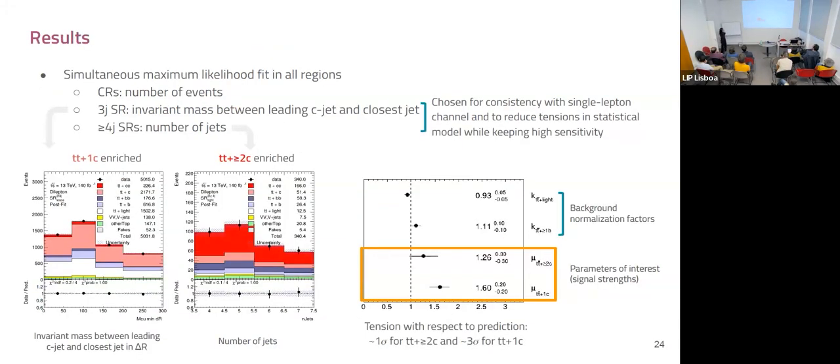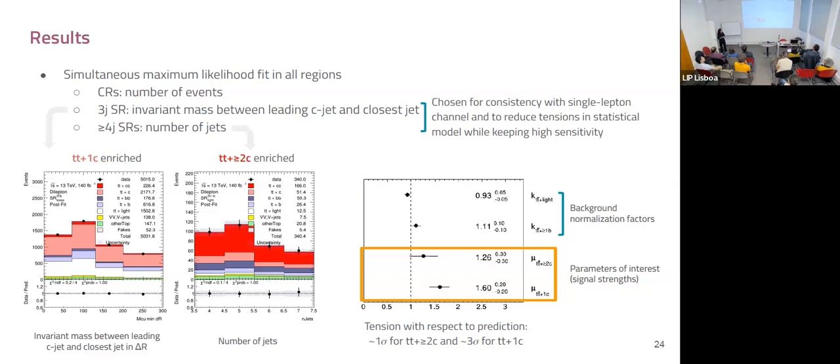In terms of results, once again, we do a simultaneous maximum likelihood fit in all of the regions. In the control regions, we use just the number of events. In the 3 jet signal regions that you see on the left, these are regions enriched in TT1C, and we fit the invariant mass between the leading C jet and the closest jet in delta R. And in the 4 jet signal regions that you see on the right, they are enriched in TT plus at least 2 C jets, and we fit the number of jets. And these variables were chosen for consistency with what is done in the single lepton channel, but also to reduce tensions in the statistical model while keeping a high signal sensitivity.